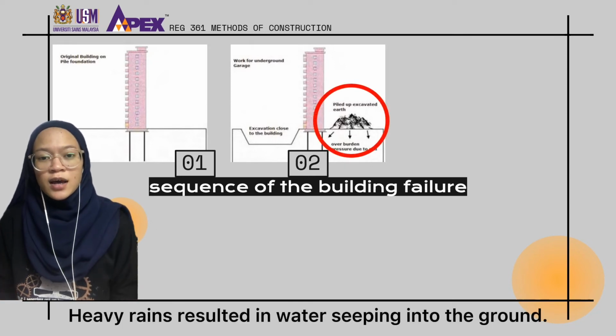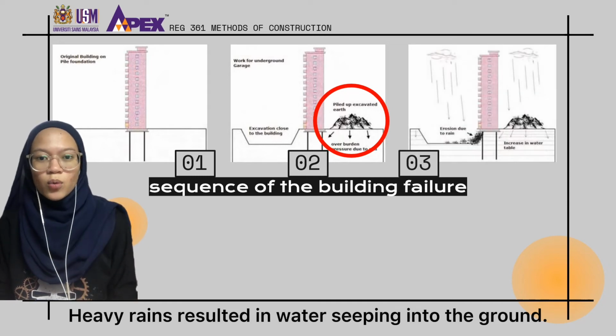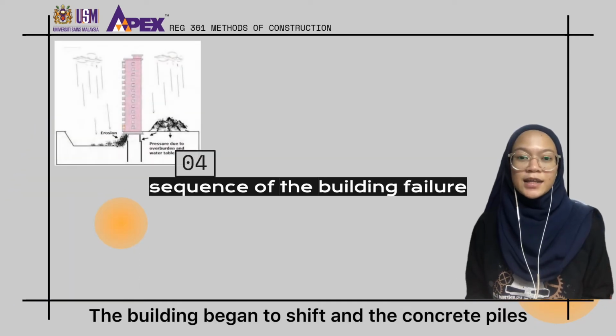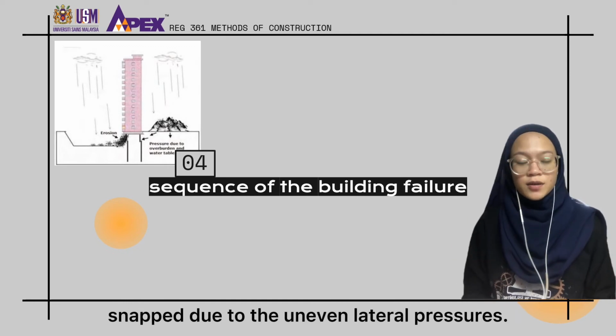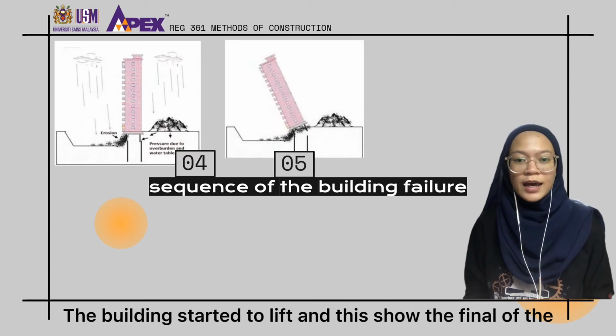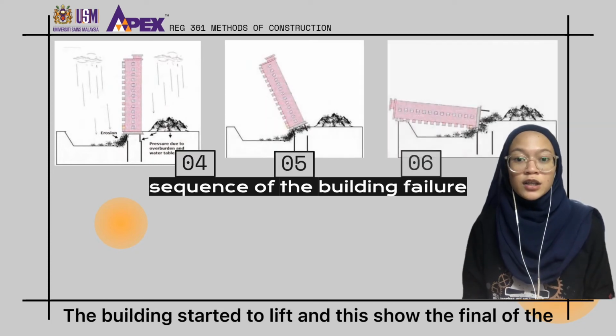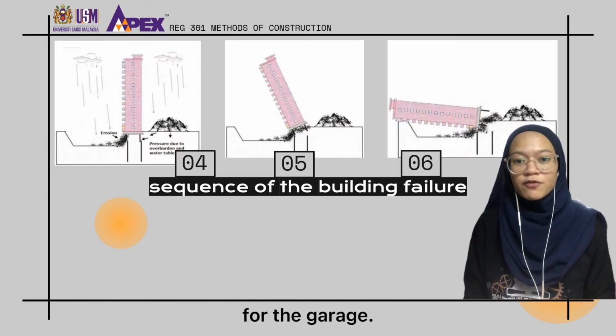Heavy rains resulted in water seeping into the ground. The building began to shift and the concrete piles snapped due to the uneven lateral pressures. The building started to lift, and this shows the final result of the building lying on the other side, which is the site for the garage.